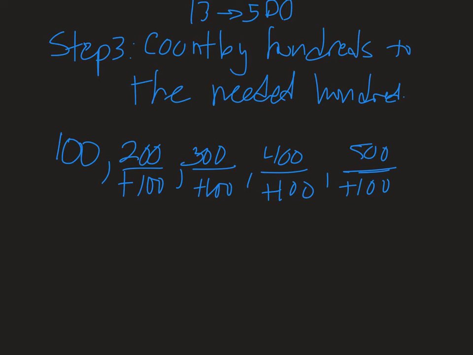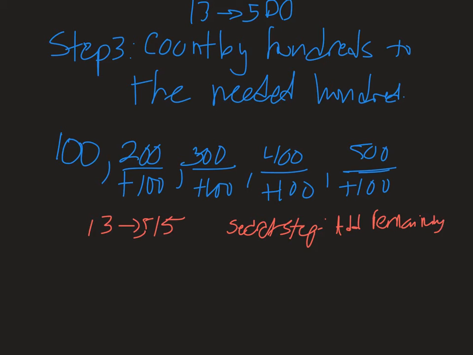Now, remember, there's that hidden step, that secret step, that if we needed to add something extra to 500, we would just count up from there. So, for example, if instead of 500, we wanted to go from 13 to 515, we would use our secret step, where we add the remaining numbers.